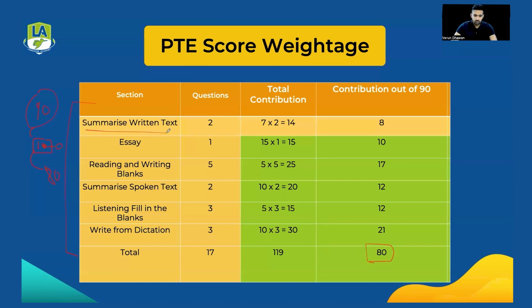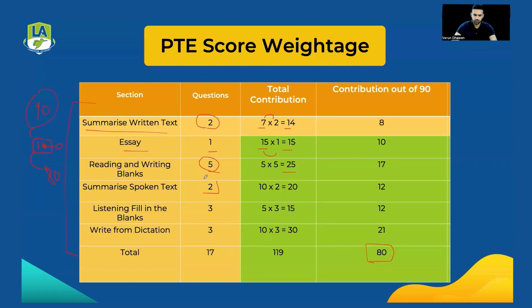The very first task which contributes to your writing is summarize written text. You generally get 2 summarize written texts in your test. One summarize written text will give you 7 points, so 7 into 2, 14. One essay: normally students only get one essay. You get 15 points for one essay, 15 into 1, 15. Reading and writing blanks, you get 5 per passage, and let's say you've got 5 passages with 5 blanks each, 25 points.